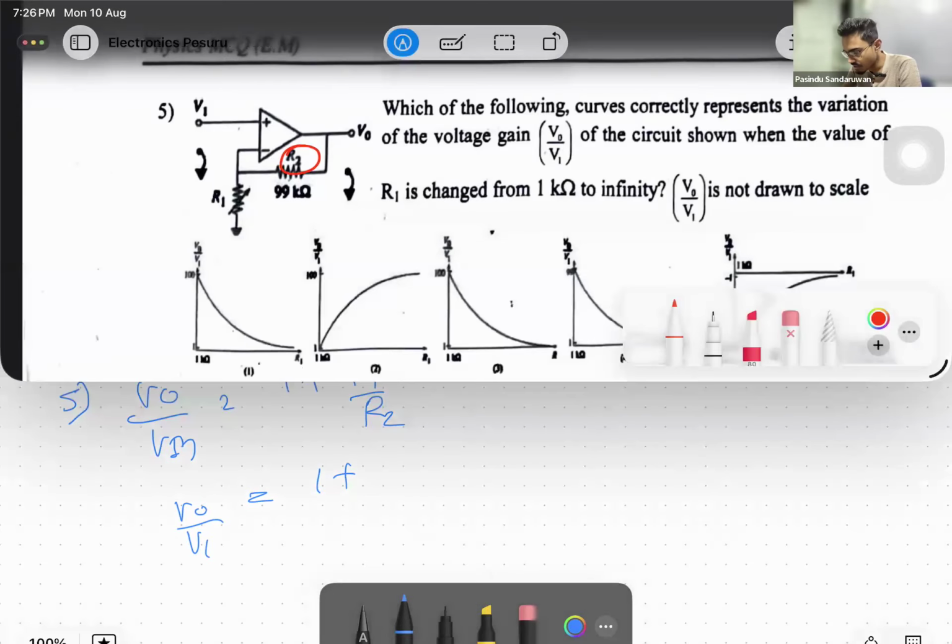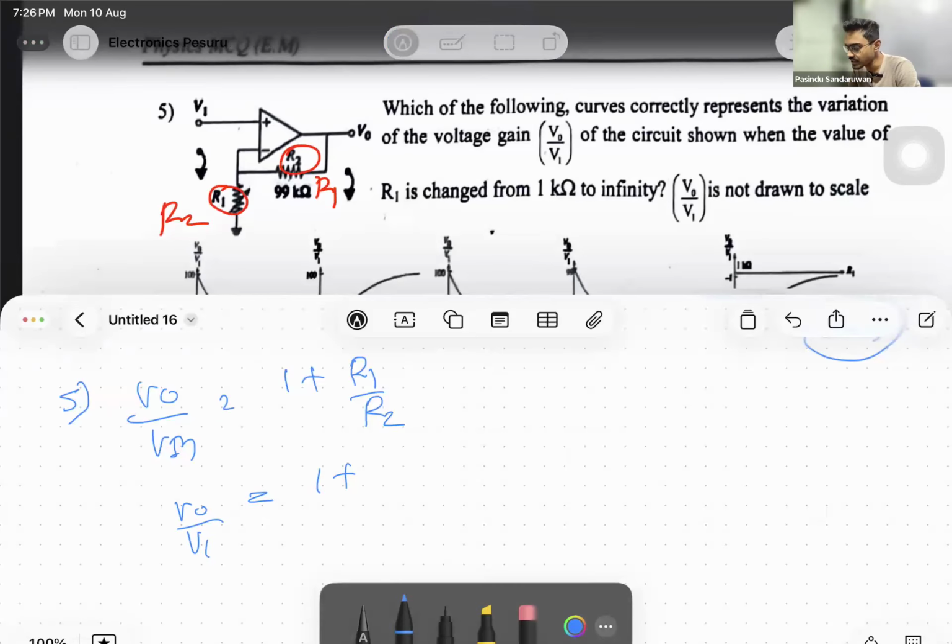Now this is what we usually refer to as R1, and this is what we usually refer to as R2. Here they are switched. So the resistor given as R2 is 99, and V out over V in is 1 plus 99 over R1.